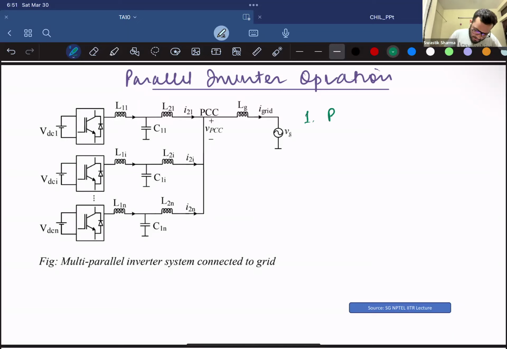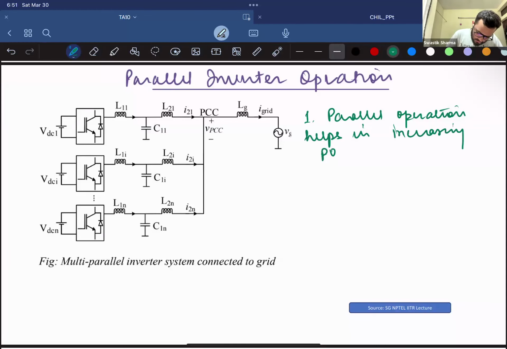So parallel operation helps in increasing generation capacity. This is not something that is new. We have parallel operation of synchronous generators as well, and parallel operation of DC generators as well. So parallel operation is something that we have been doing since the beginning for all generation. And this is applied to PV as well as wind plants.